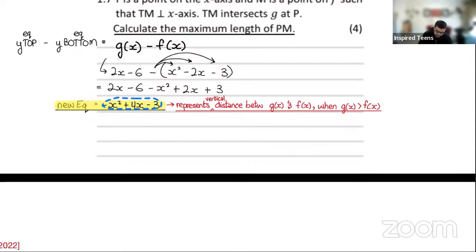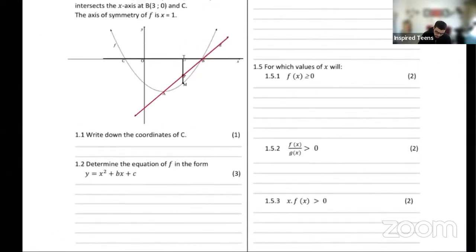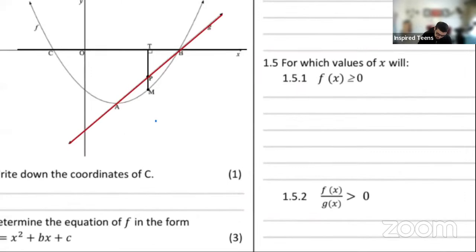Okay, give me 1 second. Let's just copy this. Okay, and let us just place it in here. Okay, so here's my equation.